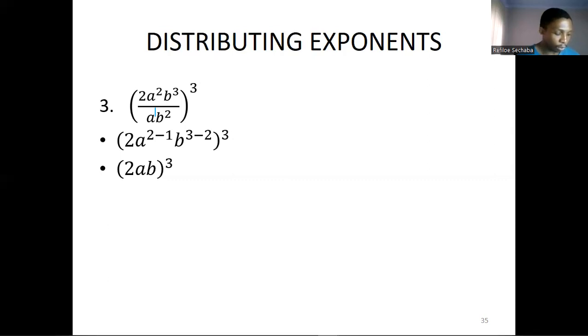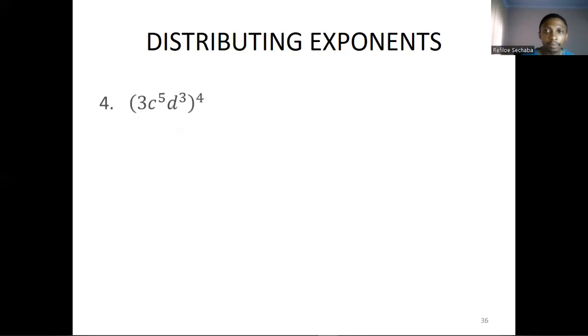Now you can start multiplying. You simply multiply the exponents. So I'll end up having 2 to the exponent of 3 times a to the exponent of 3 times b to the exponent of 3. 2 to the exponent of 3 is simply 8.